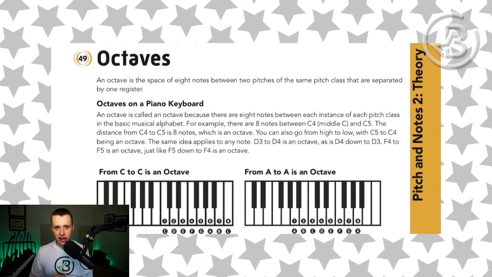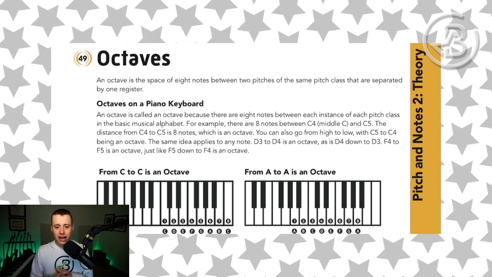E4 to E5, that's an octave. A1 to A2, that's an octave. You can also think about it the other way around, going from high to low. A5 to A4, that's an octave. E4 to E3, that's an octave. F2 to F1, that's an octave.